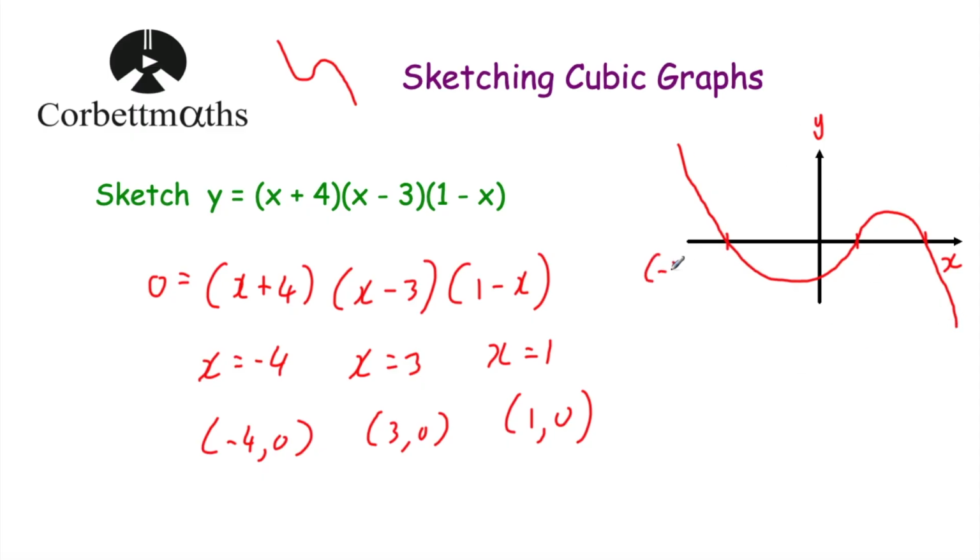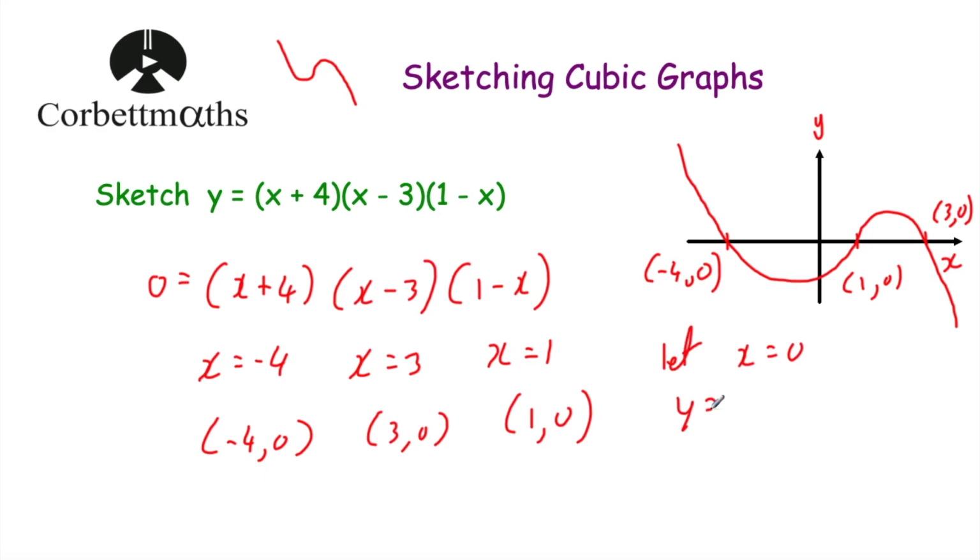Let's label those points: negative 4, 0. Here, this point was 1, 0, and this point was 3, 0. It's also useful to label where it crosses the y-axis. So to find where it crosses the y-axis, we're going to let x equal 0. So let x equal 0.